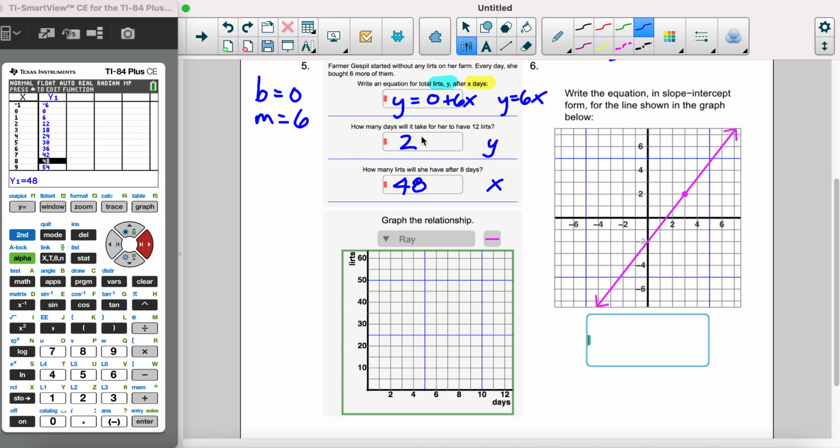And we can think about these last two answers, these 2 and 12. Okay, this is like a coordinate, right? 2, 12, 2 comma 12. And then the next part here, we have 8 days and 48 lerts. So x comma y, 8 comma 48. We can think of both of those as coordinates that the line will pass through.